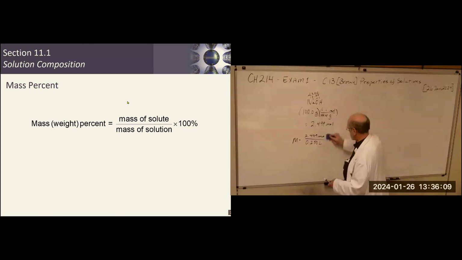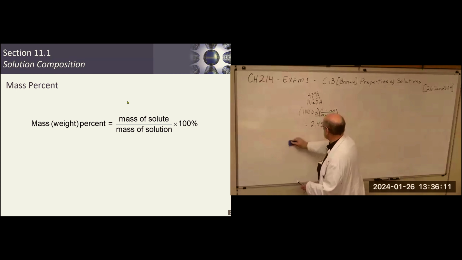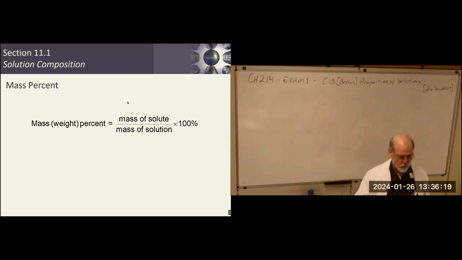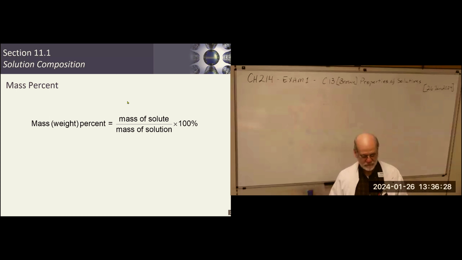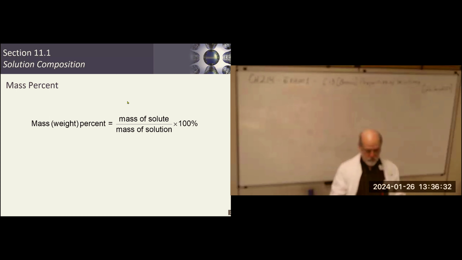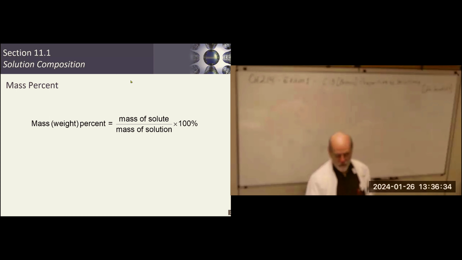Mass percent. Now we're talking about mass percent of solutions, but mass percent could also be used for, say, how much gold is in this ore? So many grams per 100 grams of the ore. That would be solid. So you can use the same expression for solutions or for solid composition.